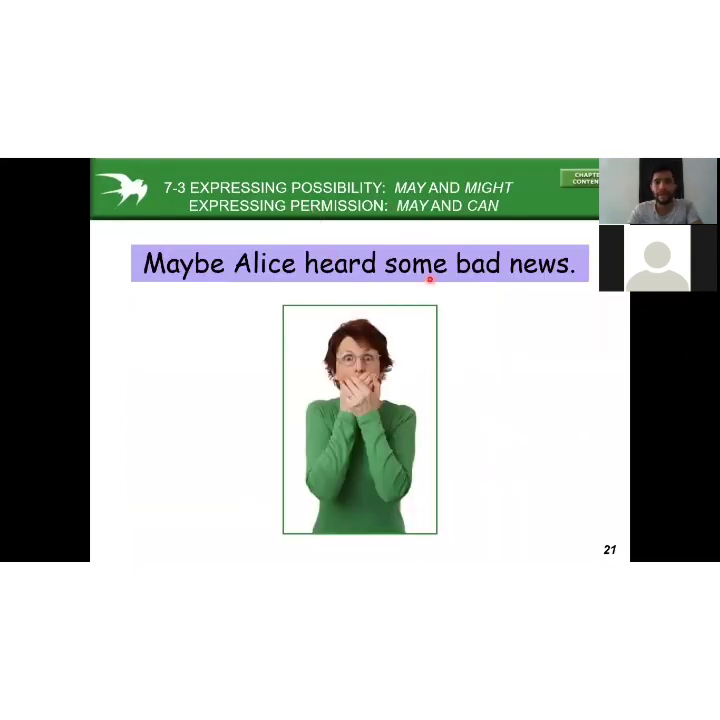And right here we have now, listen, expressing possibilities. So we're going to talk about may and might. Once again, I'm expressing permission. We're going to, for this one, use may and can. So let's just get down to it. So take a look at the girl. She looks very surprised, actually. So maybe Alice heard some bad news. So she's surprised. Maybe, possibility.